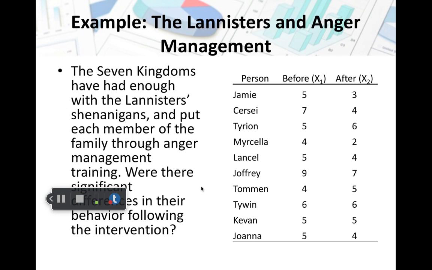So here we have a Game of Thrones example, which I guess is a little dated now. The Seven Kingdoms has had enough with the Lannisters' shenanigans, and they put each member of the family through anger management training. Were there significant differences in their behavior following the intervention? And then we have a bunch of the Lannisters: Jaime Lannister, Cersei, Tyrion, Myrcella, Lancel, Joffrey, Tommen, Tywin, Kevan, and Joanna. Some of them you may remember from the show, others are mentioned more in the books. But we have measures of their level of anger before and after the intervention, and we want to see if there was some sort of a difference.